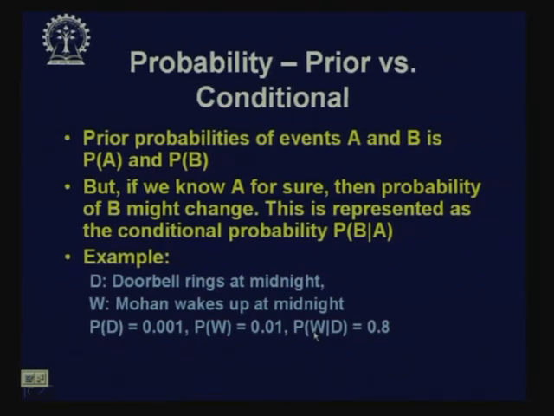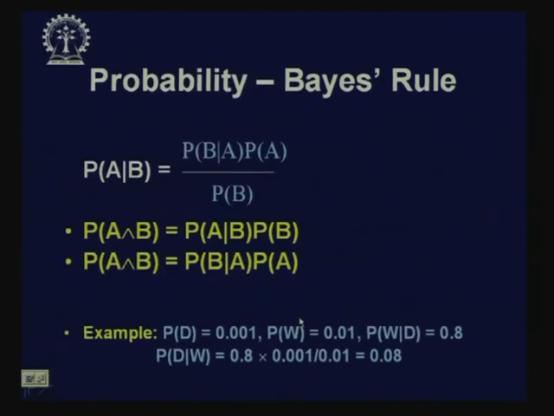And we say that the probability of Mohan waking up when the doorbell rings is 0.8. Now, this is a conditional probability. These are a priori probabilities: doorbell or no doorbell, the probability of Mohan's waking up is 0.01. For any reason, the a priori probability of the doorbell ringing is 0.001. And this is a conditional probability, that if the doorbell rings, then Mohan will wake up, that is 0.8. So, there is a difference between the types of probabilities.